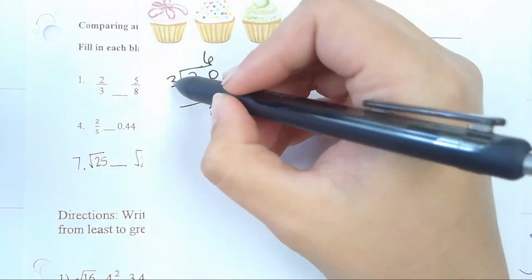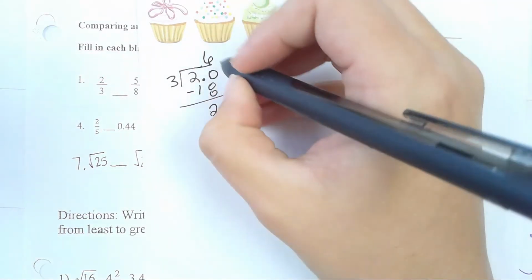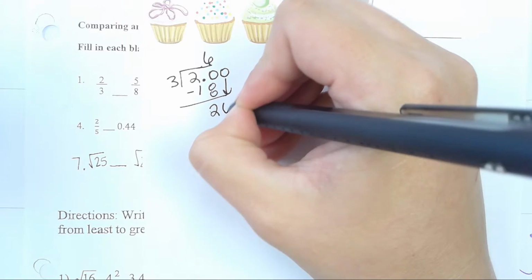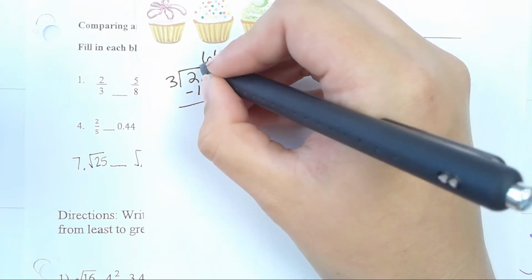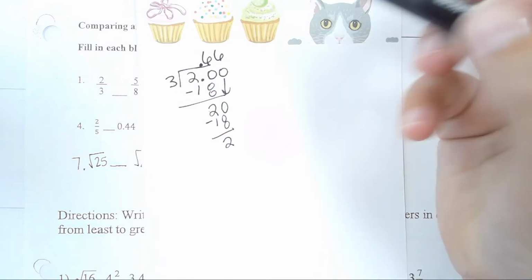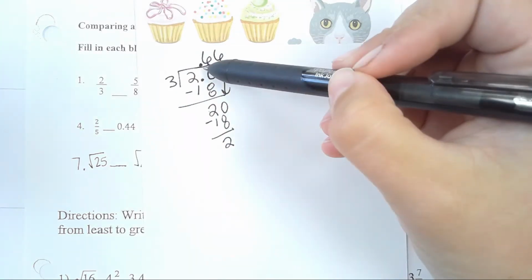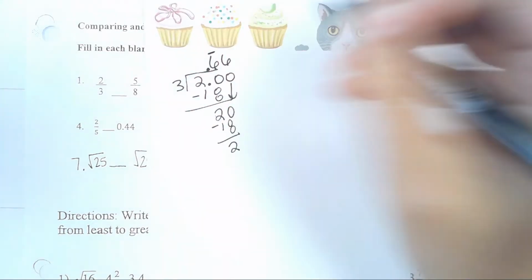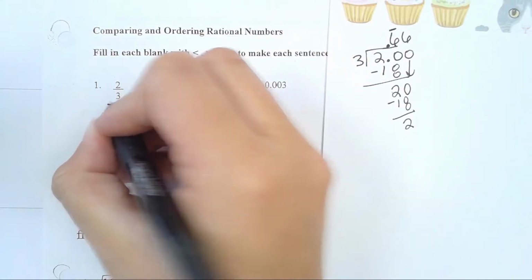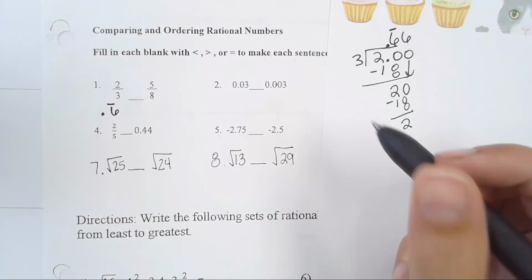So once again, 3 does not go into 2, so you add a 0. And if you notice, I'm just going to keep getting the same thing again. So 2/3 is the same thing as 0.6 repeating. So I'm just going to put that down here at the bottom, 0.6 repeating, okay?